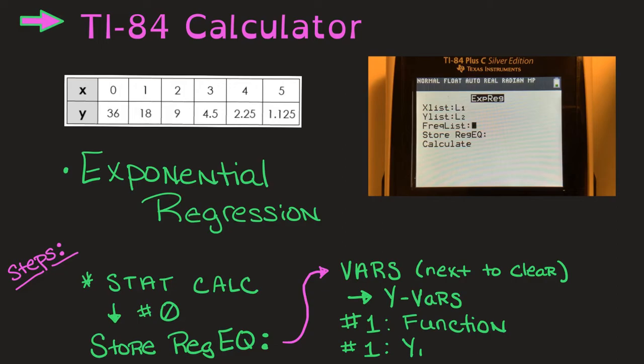Then I'm going to arrow down to see where it says store regression equation. And from here, I'm going to hit the button that says vars to the left of the clear. Then I'm going to arrow to the right, hit y vars, hit enter on function, and then enter again on y1. This will allow you, once you hit calculate, the calculator will automatically store this data that you see here on the screen and place it into our y equals equation.